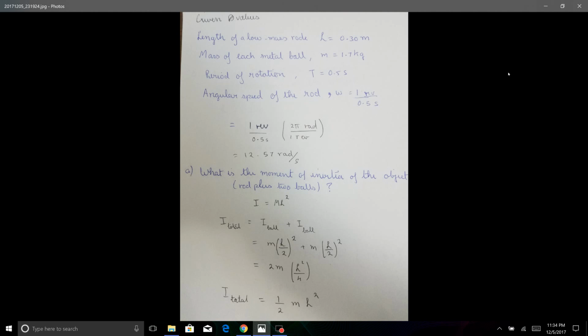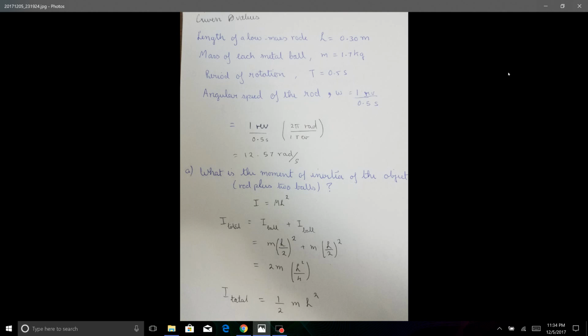Hello, sir. I'm doing an assessment on angular momentum in chapter 11, and I'm solving a problem where a low mass rod with a certain length has a metal ball of a certain mass at each end. The center of the rod is located at the origin, and it rotates in the YZ plane. Every rotation for the rod takes about 0.5 seconds.